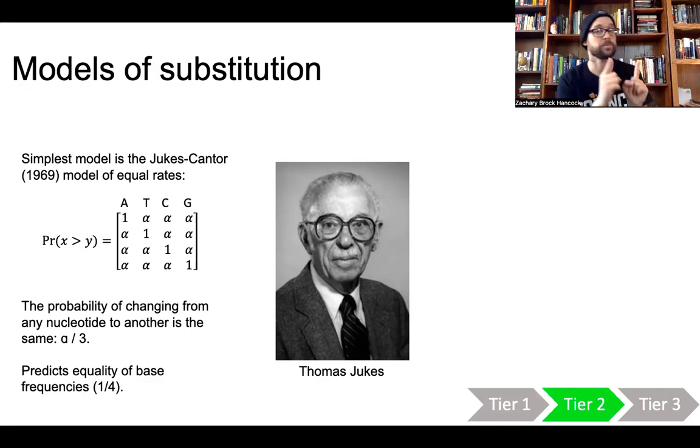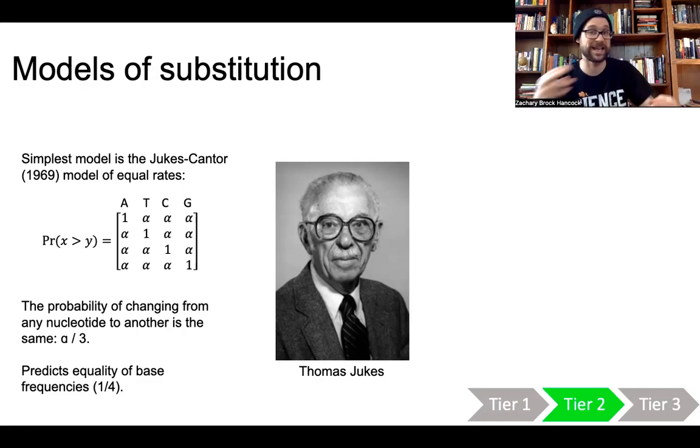Okay. Now, this makes a very specific prediction that allows us to know whether or not this model is accurate, whether or not we can actually use this model for a given nucleotide region, because it predicts the equality of base frequencies. Let me explain what that means. So let's say you have 10,000 base pairs. You sequence one 10,000 base pair region, and across that region, you can calculate the frequency of A's, T's, C's, and G's.